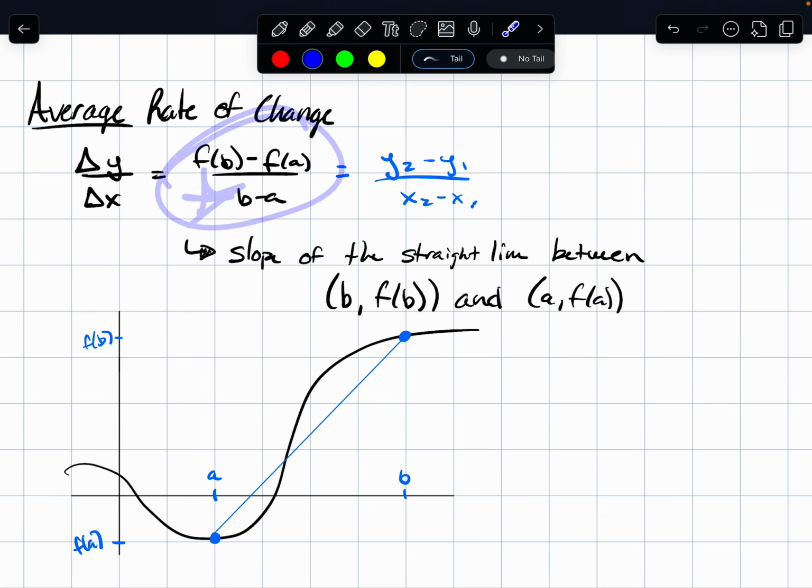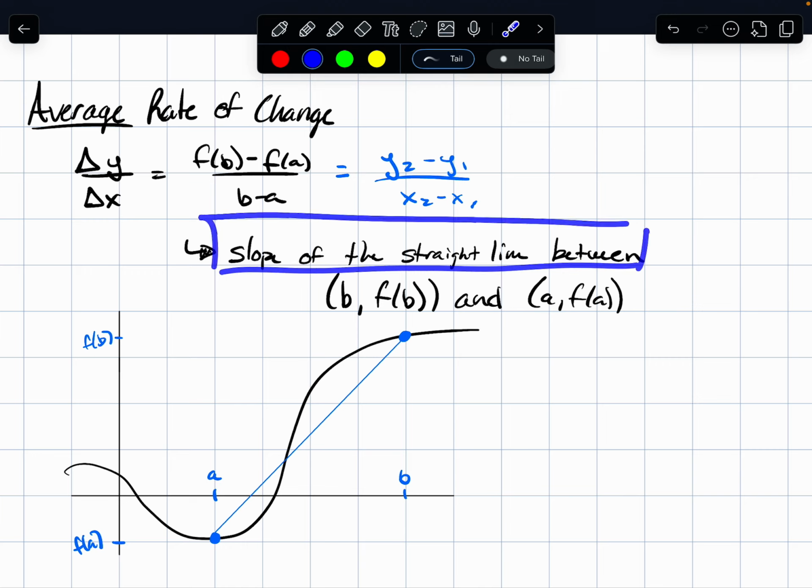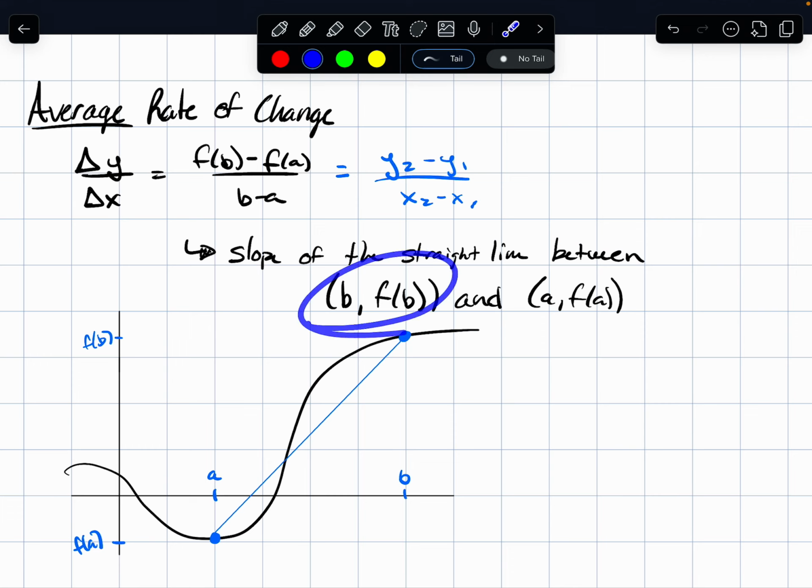This is going to be used in all of AP Precalculus as well as all of AP Calculus. This is still valid. It's just not going to be as commonly used. So once again, what this represents is the slope of the straight line between 2 points. So these are two coordinates. Once again, that b value is an x, this is a y, x, y. So it's the slope between these 2 points.